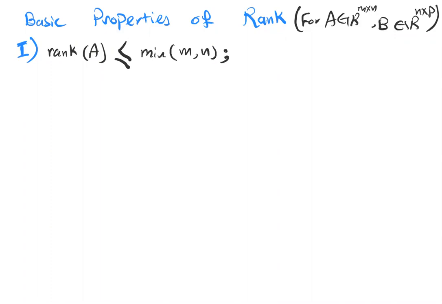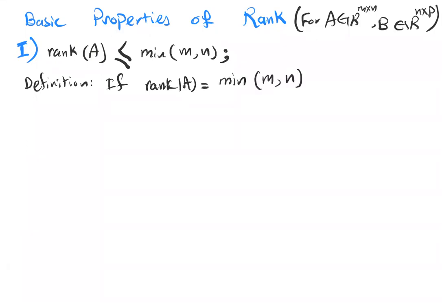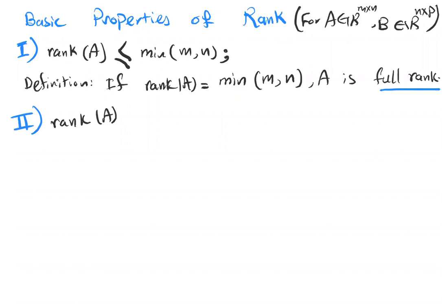And another definition that we want: if the rank of matrix A is equal to the minimum value of m and n, or its dimension, then A is full rank. That's just the definition of full rank. The second property: rank of matrix A is equal to the rank of its transpose.